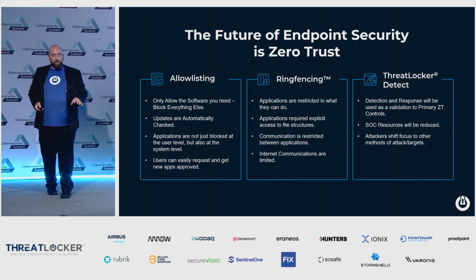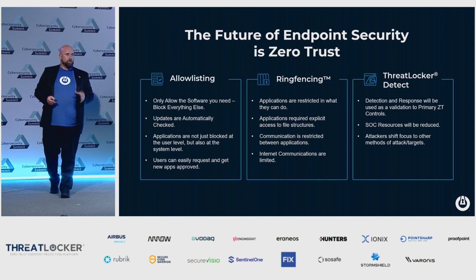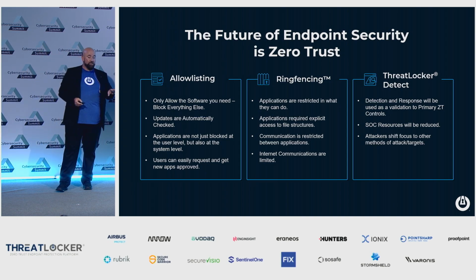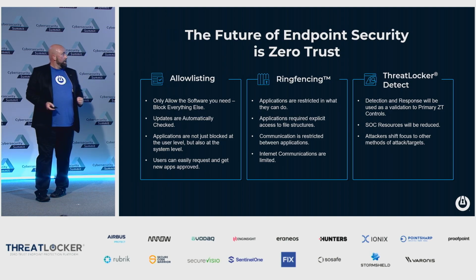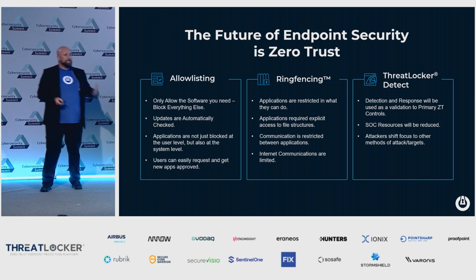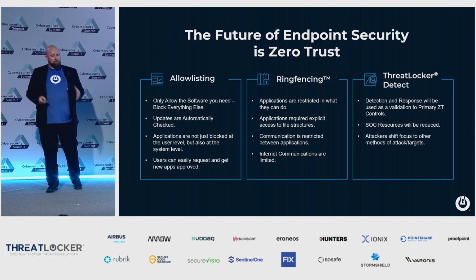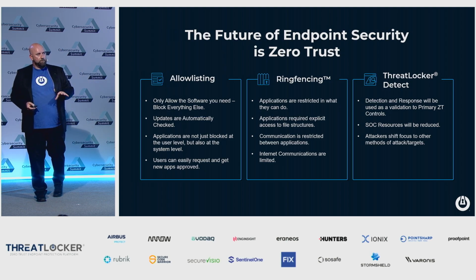And then internet communications are limited. So it's like a firewall around your individual application. So you can control where individual applications can and cannot connect to. And then finally, we've also added a detection layer. Detection is important, but it's important that it be used as a secondary layer.